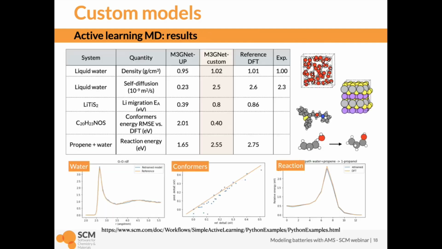Just showing you some results. Again, you can find that on the website, and you can run those models yourself. Here, we're really performing automatic training with active learning. On water, it was able to fix the self-diffusion coefficient. You also see from the RDF that the structure of water is proper. You can also get a much lower RMSE for the different conformers, calculated with respect to the lowest conformer here. And then the reaction energy and the transition state have also been properly defined.